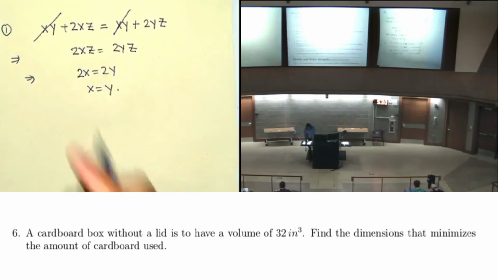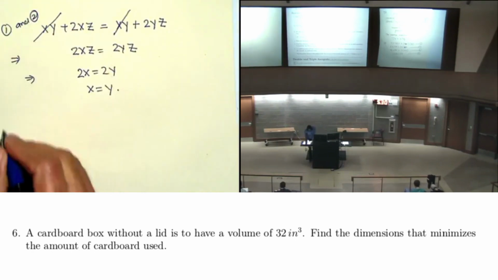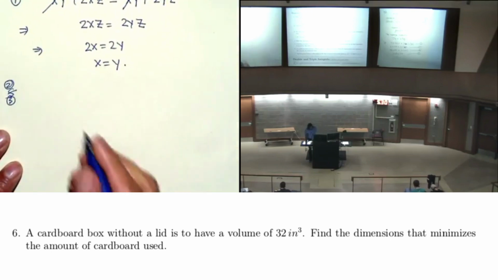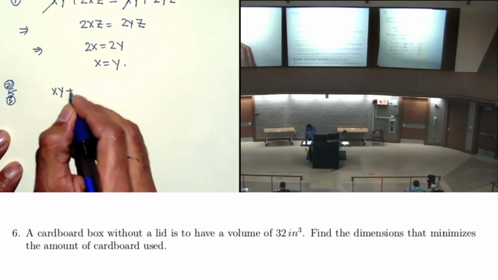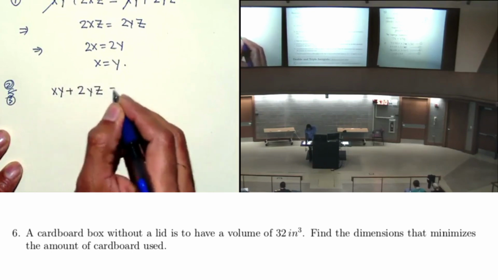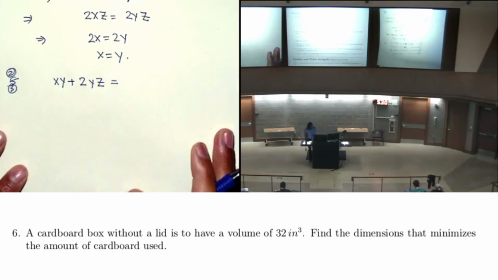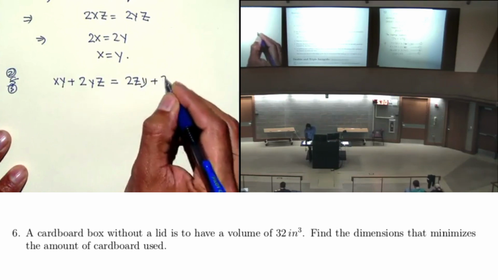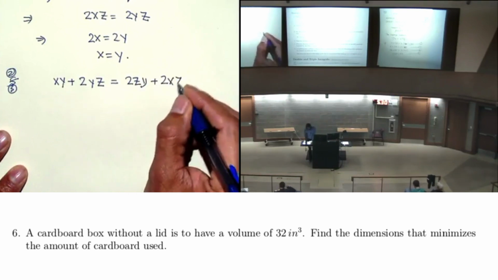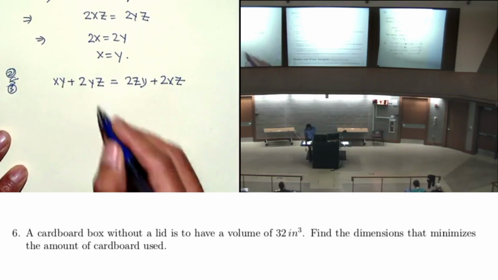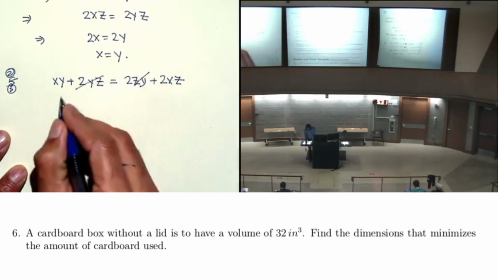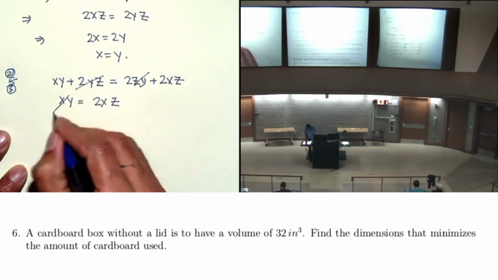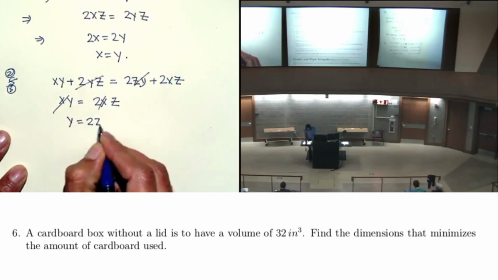If you do the same thing for 1 and 2, now you do 2 and 3. Let's see what you get. I'm going to multiply the third equation by z. This is 2zy plus 2xz, and the 2yz cancels out. You have xy is equal to 2xz. The x cancels out, so y is equal to 2z.